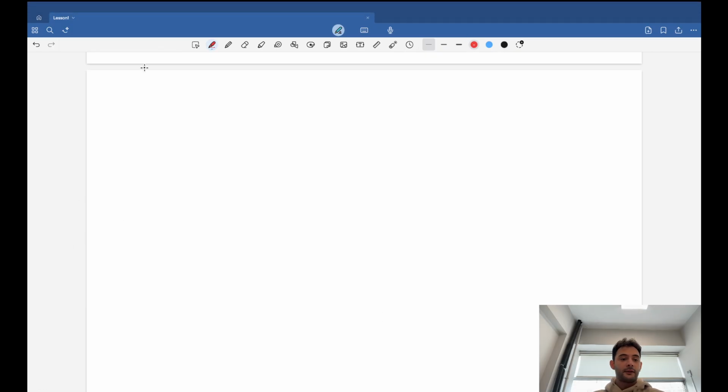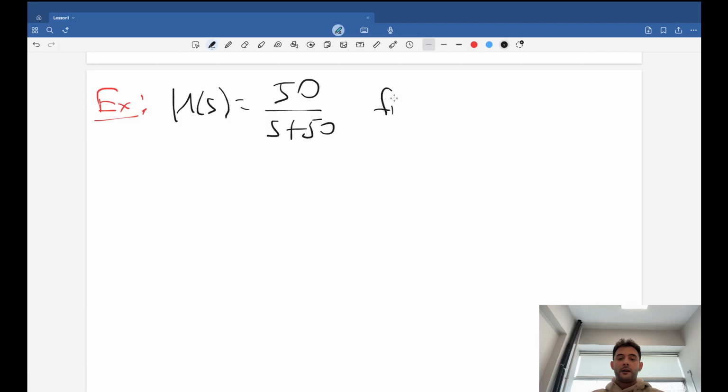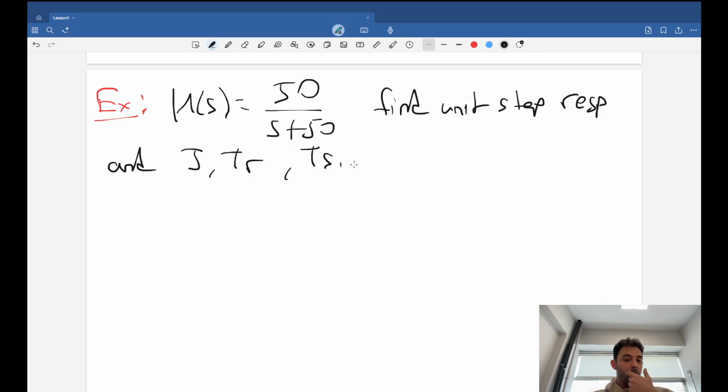We have an example here. This is pretty easy. We are given a first order transfer function with the equation of, let's say, H(s) equals 50 over s plus 50. Find the unit step response and the time constant, rise time, and settling time.